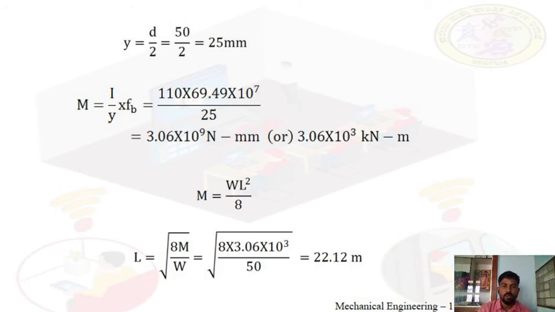So now modify a formula in terms of L. The L is equal to square root of 8M divided by W. Now substitute all the values to the modified formula. Finally we got L is equal to 22.12 meter. The span of beam is 22.12 meter.